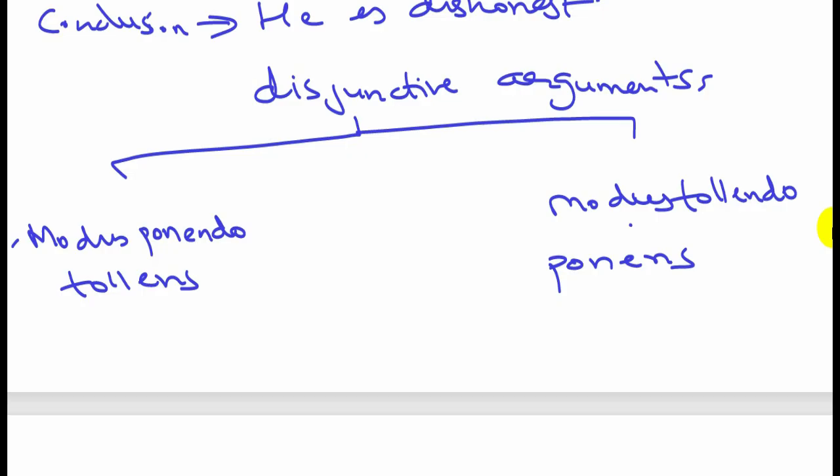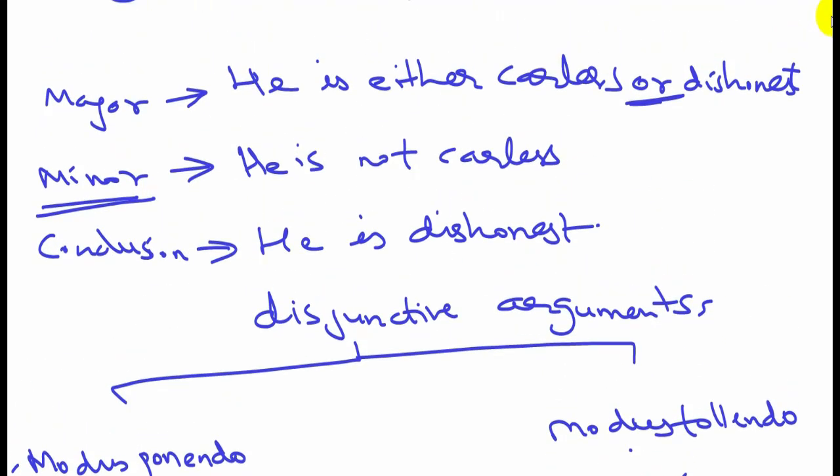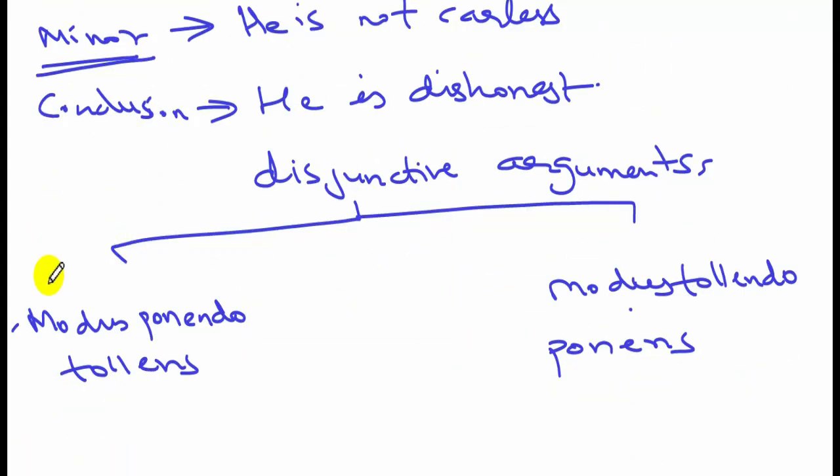Now this depends on whether the minor premise of the disjunctive argument is affirming or denying. The major premise consists of a disjunctive proposition, and depending on the minor premise, whether it is affirming or denying, we have two types of disjunctive arguments. One is modus ponendo tollens and another is modus tollendo ponens. Now let us look at the rules of disjunctive arguments. What are the rules?